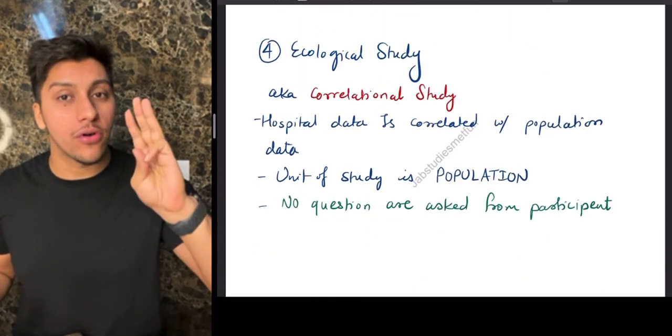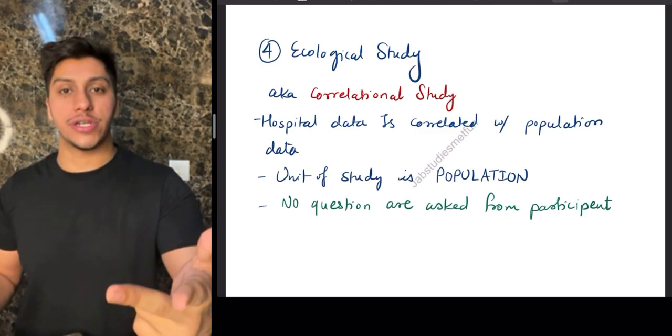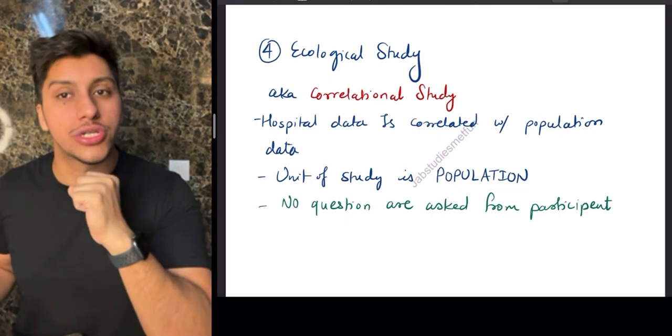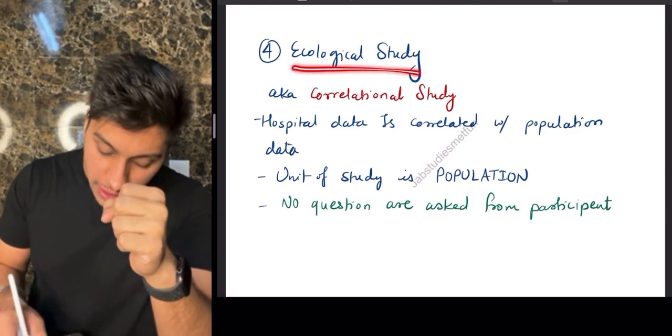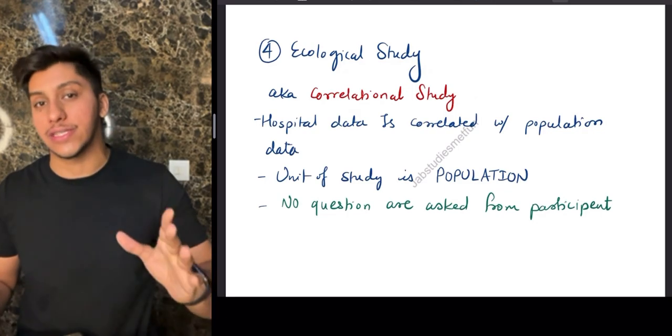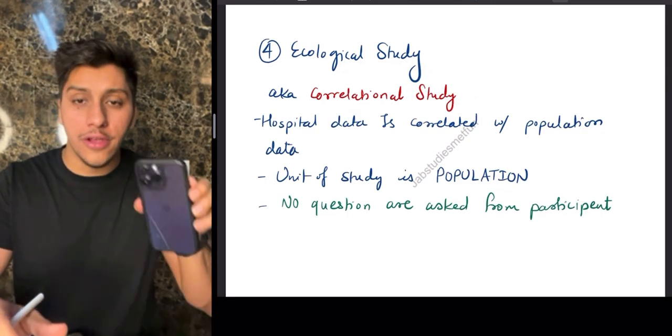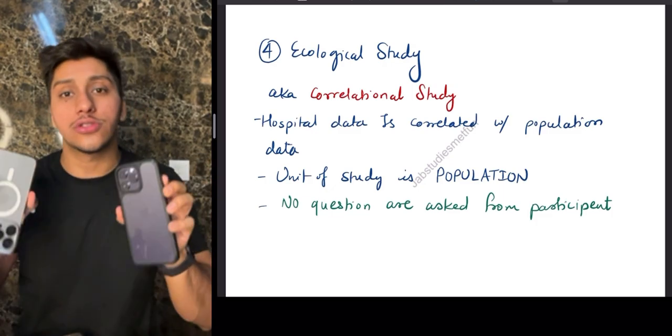Next, let's talk about ecological study. So in descriptive, we have already talked about three: case study, case series, and cross-sectional. Now we're going to talk about ecological studies. Remember guys, ecological study is also known as correlational studies. Now, what does correlation mean? Taking two, comparing this phone with another phone, that is known as correlational study.